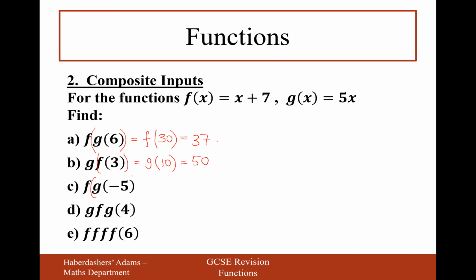For the next question, we need to put minus 5 into the g function. So minus 5 times 5, that's minus 25, and I'll leave the f alone at the front. And now I do the f function, so minus 25 add 7 is minus 18.